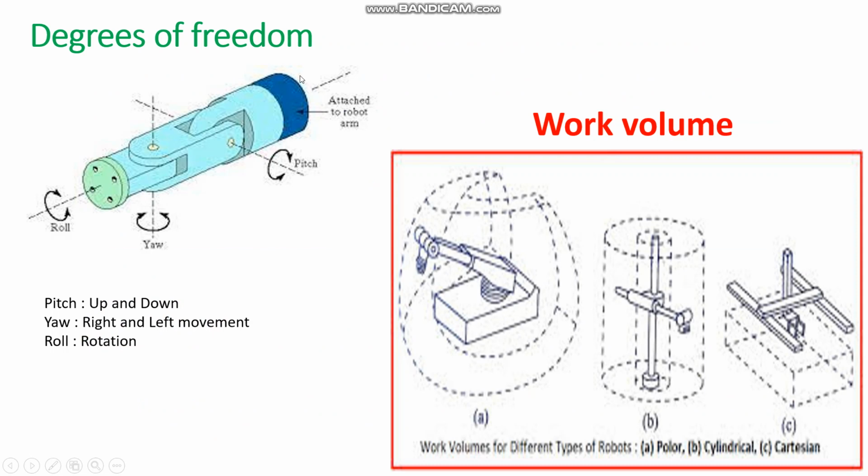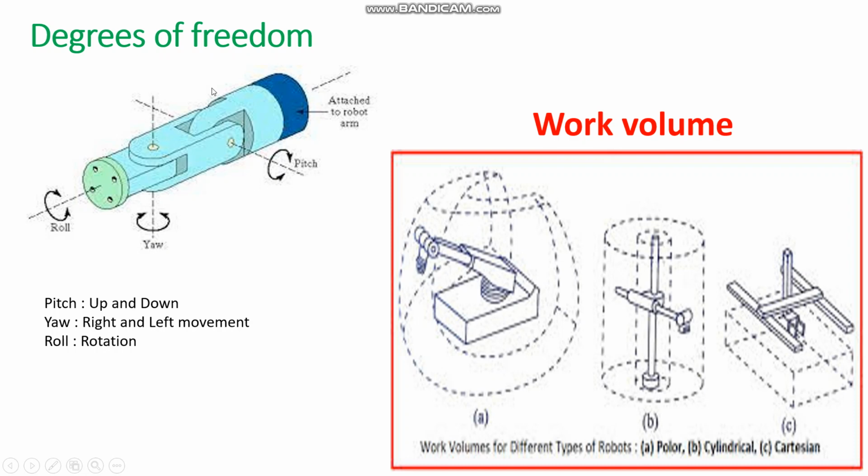Now another important thing. This is important for 2 mark question or something. Degrees of freedom. It will be mentioned like this. Three words: pitch, yaw, roll. You can remember PYR movement. For example, if you take pitch here, this is a pitch, yaw, roll.